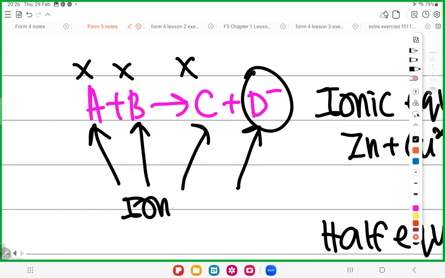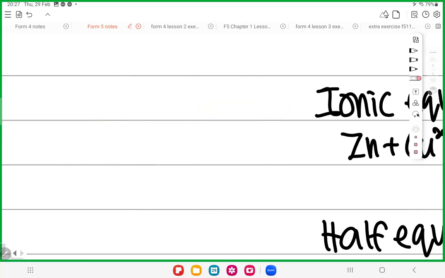Is this an ionic equation, everyone? Yes or no? Yes. As long as you have at least 1 species with a charge, it is an ionic equation. Mr. Martin, can it be 2 with a charge? Of course. Can it be 3 with a charge? Yes. At least 1 must have a charge, then it is an ionic equation.